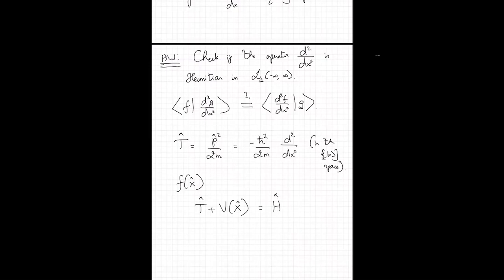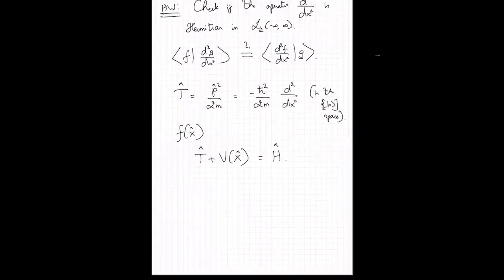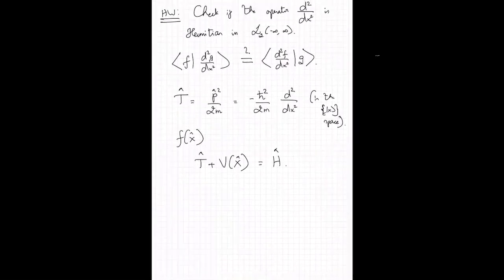and this operator has a name. This is called the Hamiltonian operator, if V is associated with the potential. Okay. So how would you actually construct this?